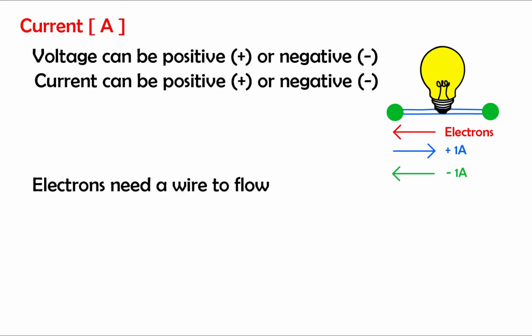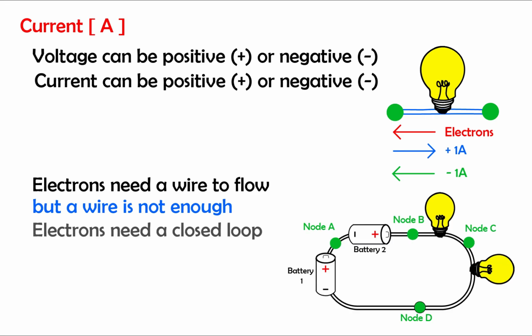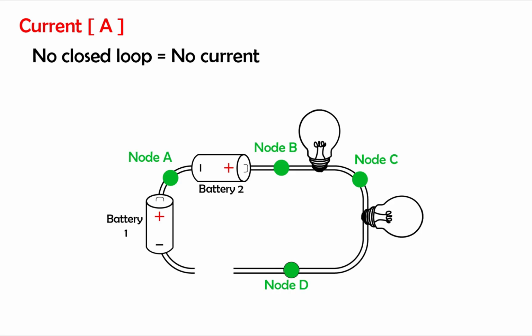Electrons need a wire to flow, but a wire alone is insufficient. In order to have a current flowing, a closed loop must exist. In our example, there is a closed loop that goes around the 2 batteries and the 2 light bulbs. But if any node in the circuit is not connected, the electrons cannot flow and no current is present. When a node is not connected to anything, it is called an open circuit. If we do not have a closed loop, no current can flow and the light bulbs turn off.